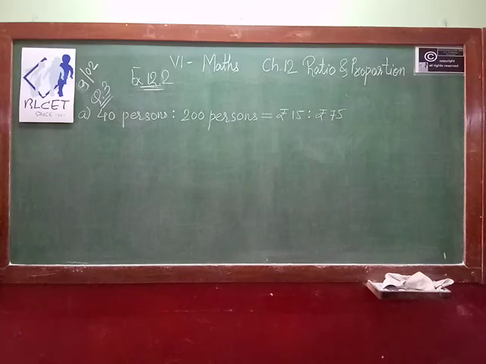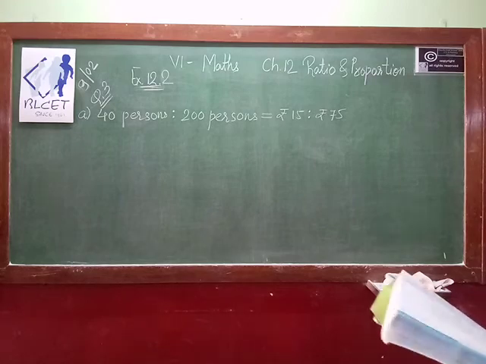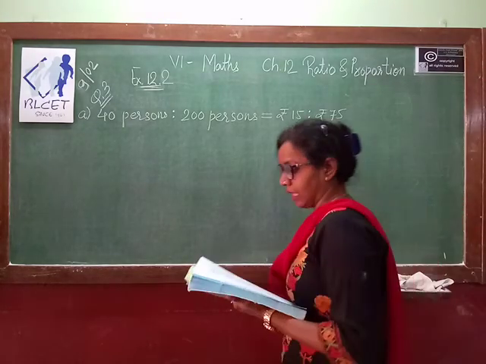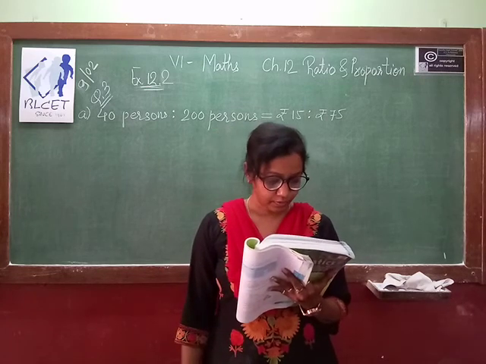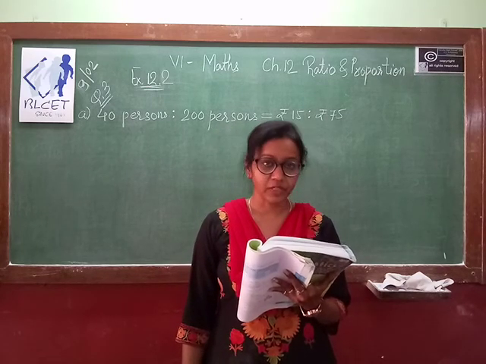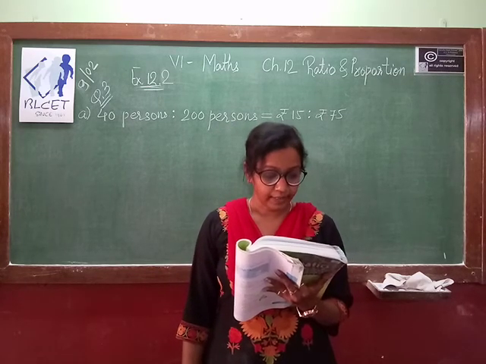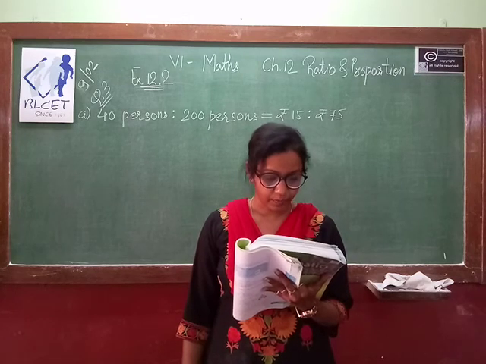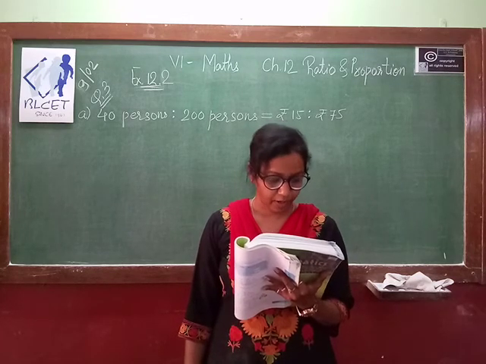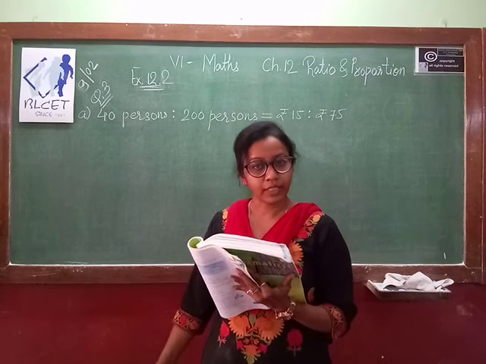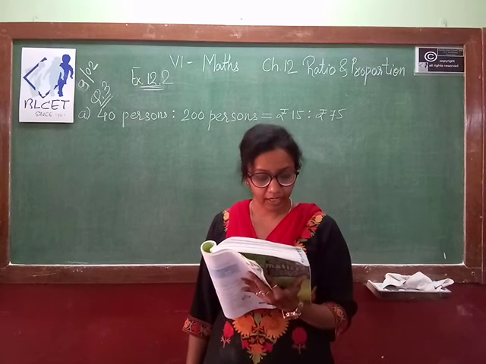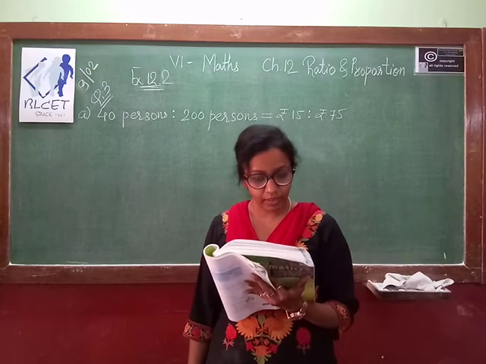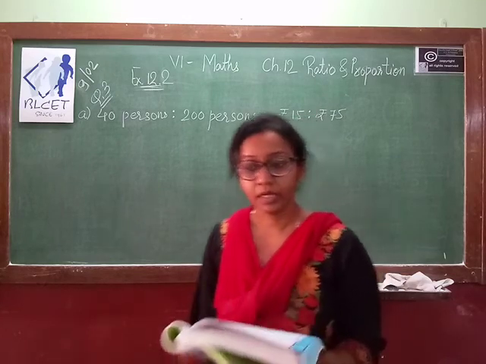Now see question number 3. The question is, are the following statements true? Okay, so the first statement is 40 persons is to 200 persons. First we find this ratio, and check whether it is equal to the ratio of rupees 15 is to rupees 75. If both the ratios are equal, we can say yes, the statement is true. If both the ratios are not equal, the statement is false.